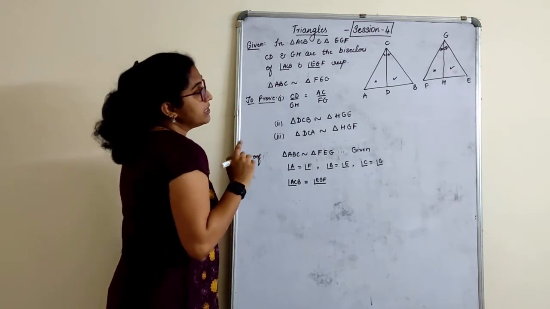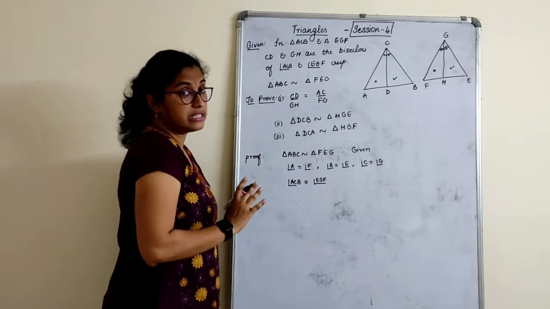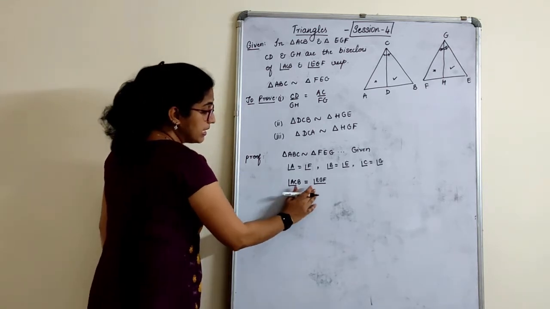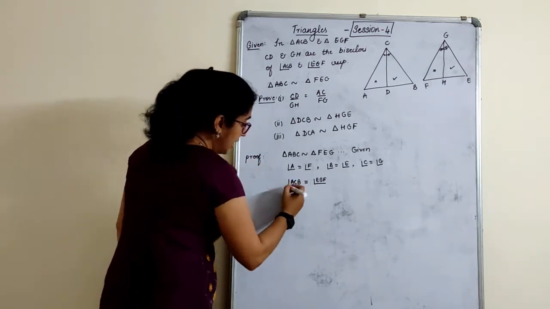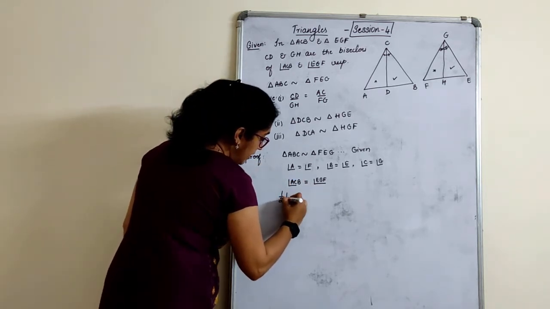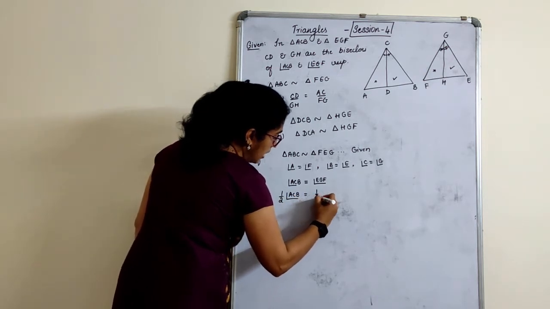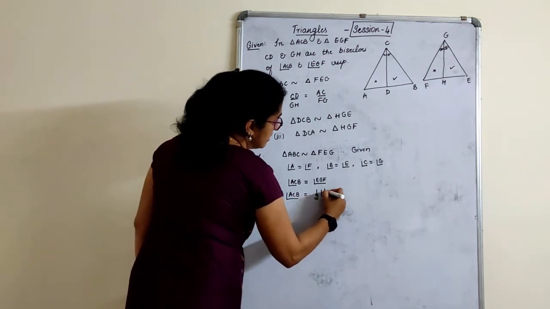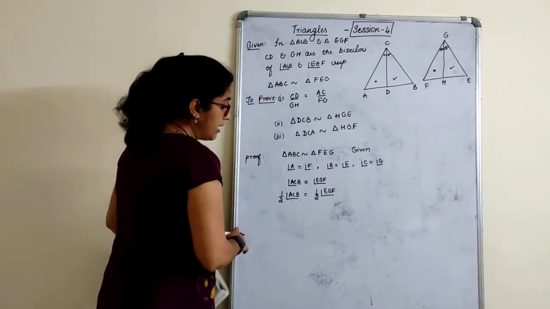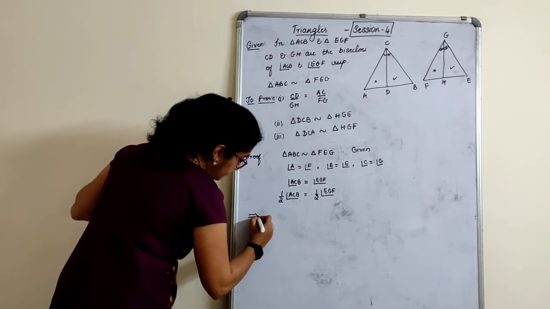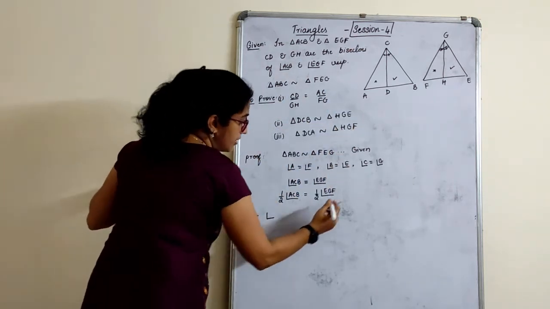Angle ACB is equal to angle EGF. These two angles are given as equal. Since these are equal, halves of equal are also equal. Remember the axiom. I will write here: half of angle ACB is equal to half of angle EGF. Okay. So now what is half of this? This implies angle ACD right here.